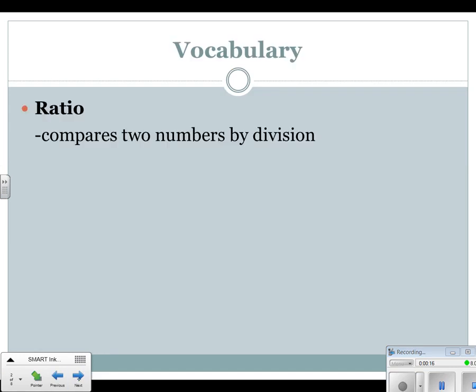A ratio compares two numbers by division. You can write A to B as a fraction, A to B with a colon, or A to B with the word "to" in the middle. So we're comparing two numbers.